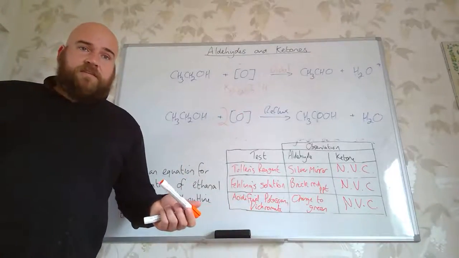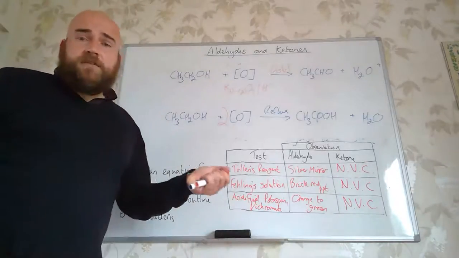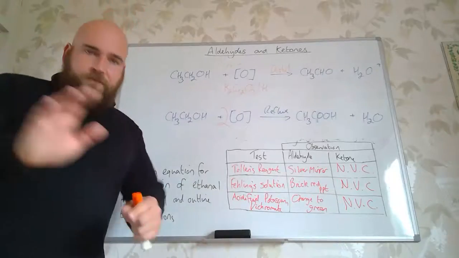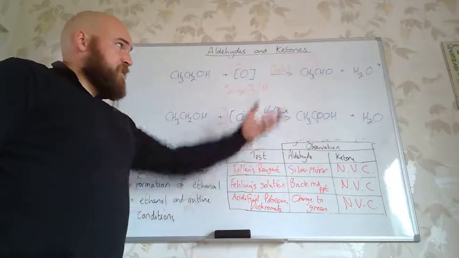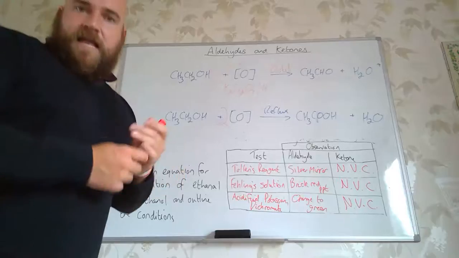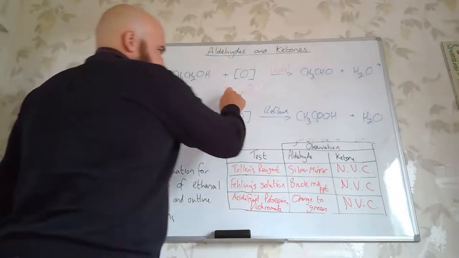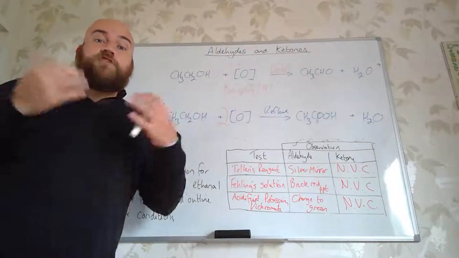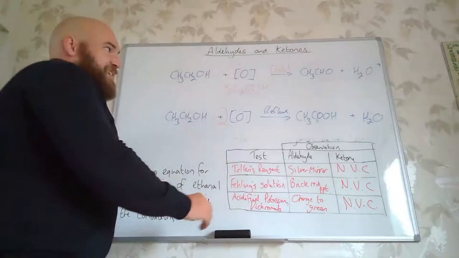Another question they ask about this is observations. So what would the observation be if you're using acidified potassium dichromate? It would turn from orange to green. And before we move on to looking at the reverse processes, so reduction of aldehydes back to alcohols, let's do a bit of inorganic chemistry. So we know that this is an oxidizing agent. Oxidizing agents get reduced. So they're going to gain electrons.